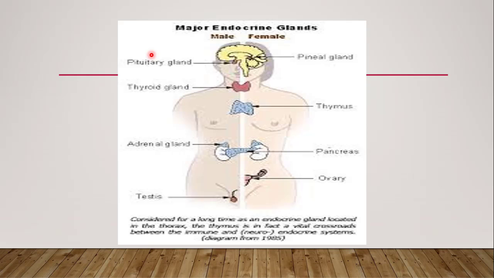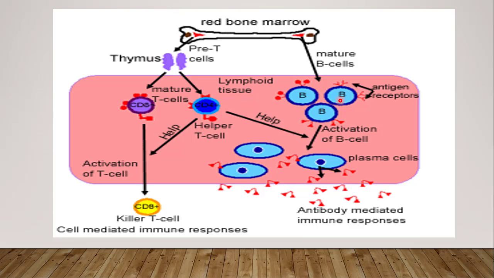So this will produce the T lymphocytes. Next, as you can see here in the image, red bone marrow will produce pre-T cells, and pre-T cells from the thymus will be released in the form of mature T cells, and directly mature B cells are released from the bone marrow. These mature T cells will produce helper cells and killer cells, and these activated B cells will show the antibody mediated immune response, and these T cells will show the cell mediated immune response.